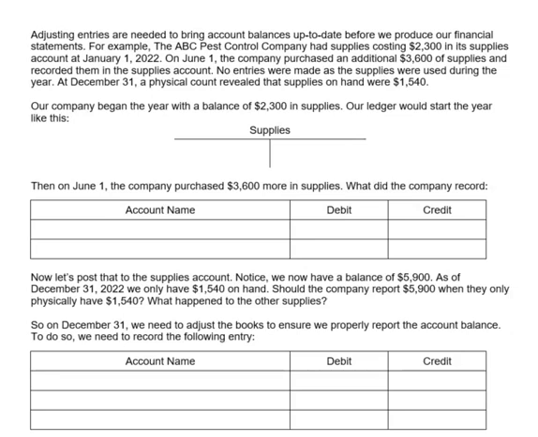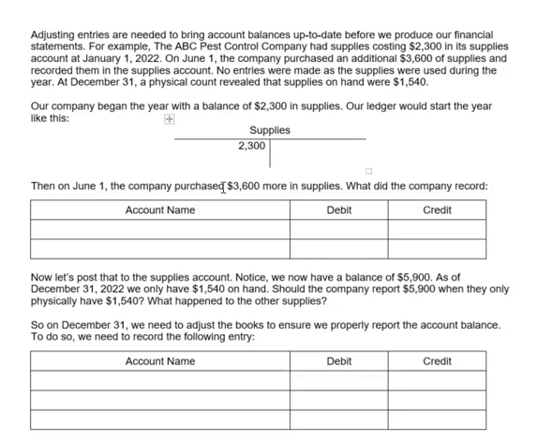So first off, let's find out where we began. Our company began the year with a balance of $2,300 in supplies. So our ledger would start the year like this. Think about it, $2,300, what type of account is supplies? It's an asset account. So $2,300 would be on the debit side of the account. Remember, in a T account on the ledger, debit means left, credit means right.